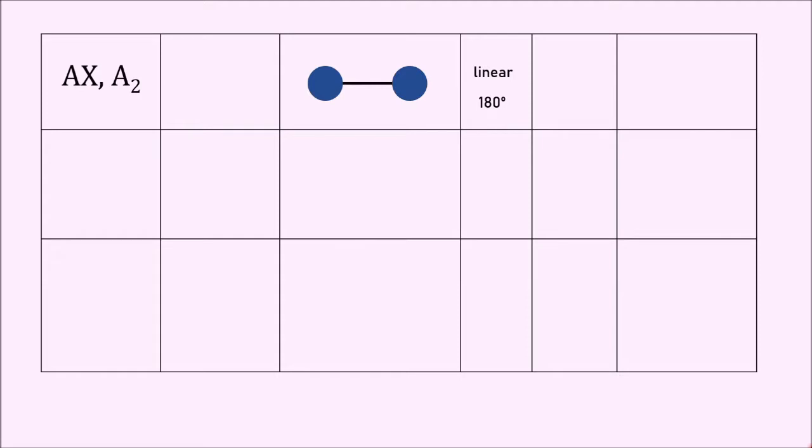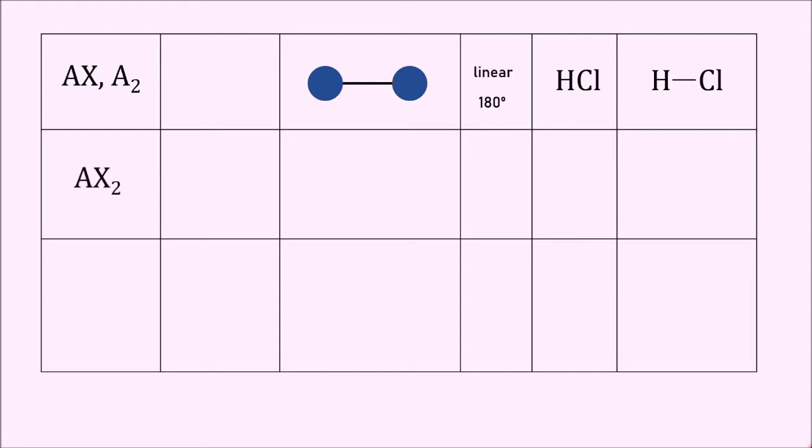A common example of this would be hydrochloric acid, hydrofluoric acid, hydrobromic acid, or any other diatomic molecule: hydrogen, oxygen, fluorine, astatine, you name it. And this is what the geometry would look like. It's basically the structural formula. HCl, there we go. Now let's move on to one central atom and two ligands.